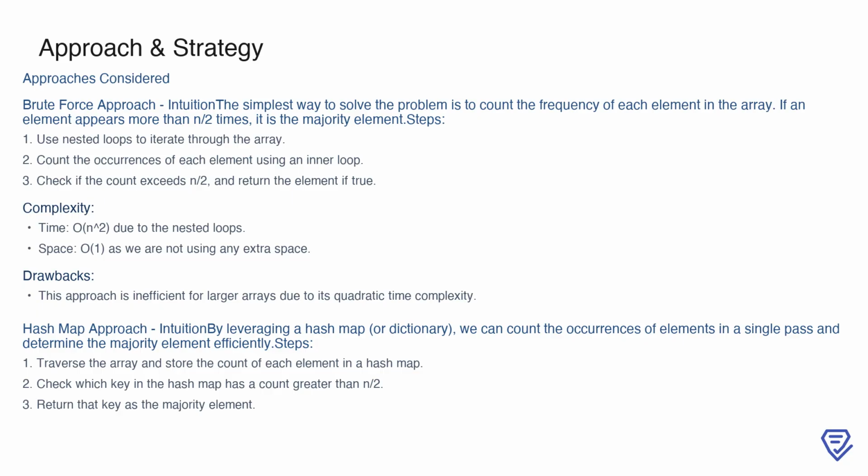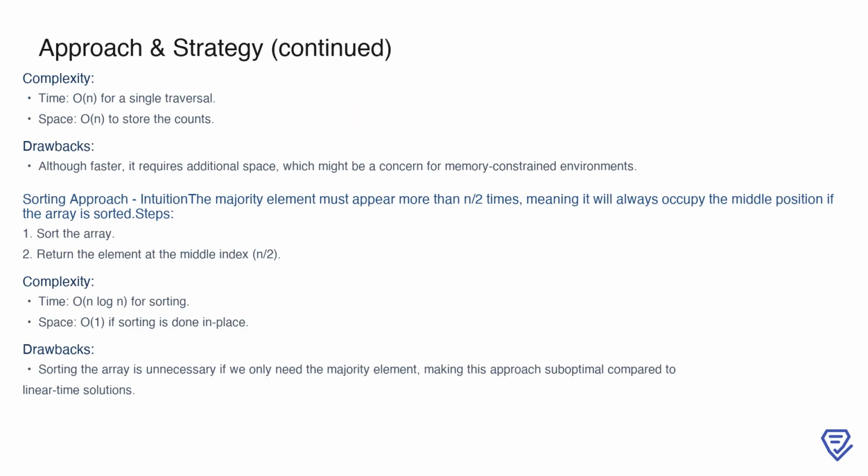to O(n). The hash map approach, while faster than brute force, comes with its own trade-offs. Specifically, it requires additional space to store the hash map, resulting in an O(n) space complexity. This can be a concern in memory-constrained environments where minimizing space usage is critical.